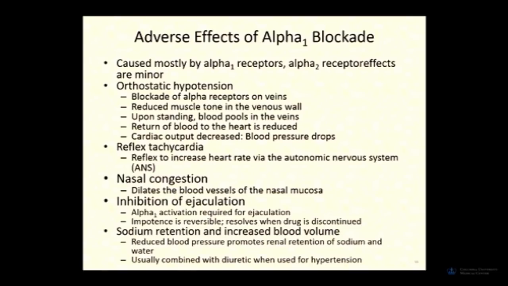Okay. So the orthostatic hypotension is especially attributable to the blockade of alpha receptors in veins, since the veins are responsible for returning blood to the heart. And the veins are very lax. They're very compliant. They don't resist being expanded. So in the presence of alpha blockers, the veins can be ineffective in their ability to return blood to the heart, which will very quickly cause hypotension.